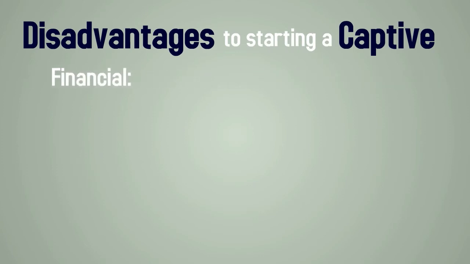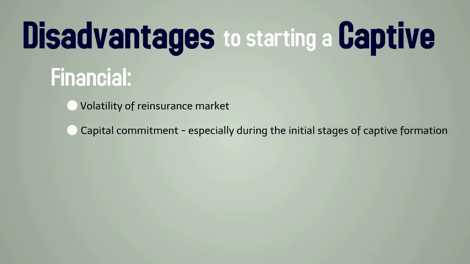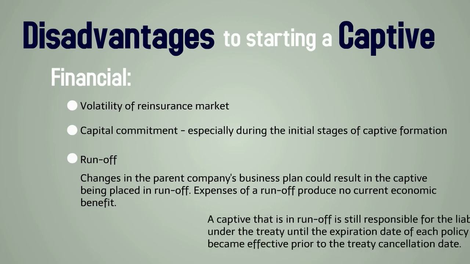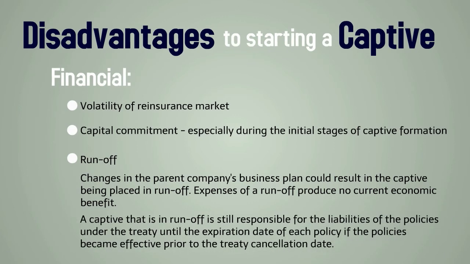There are some financial disadvantages of a captive: volatility of reinsurance markets, capital commitment, especially during the initial stages of captive formation, and runoff. Changes in the parent company's business plan could result in the captive being placed into runoff. Expenses of a runoff produce no current economic benefit. A captive that is in runoff is still responsible for the liabilities of the policies under the treaty until the expiration date of each policy if the policies became effective prior to the treaty cancellation date.